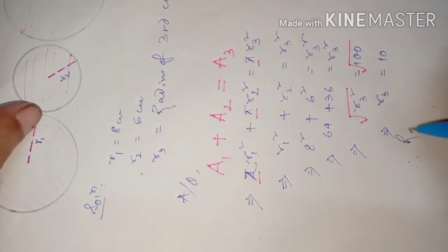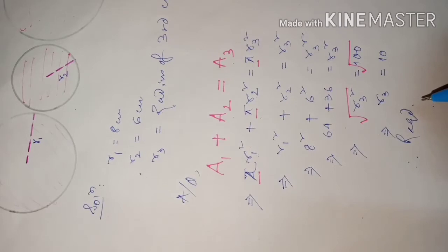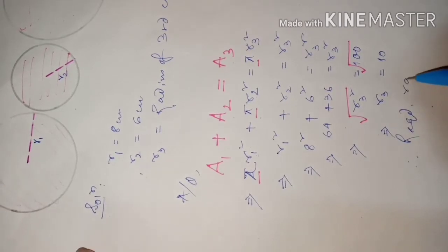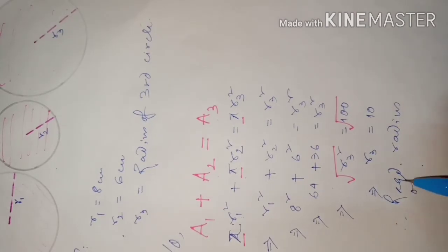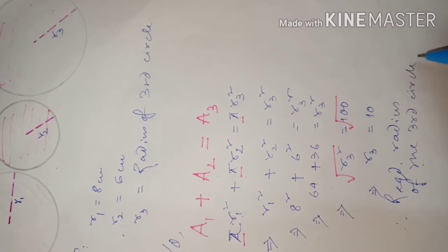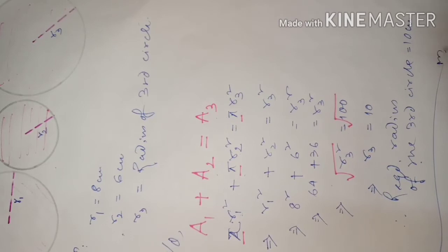Therefore, the required radius of the third circle is equal to 10 centimeter. Okay, this is our final answer.